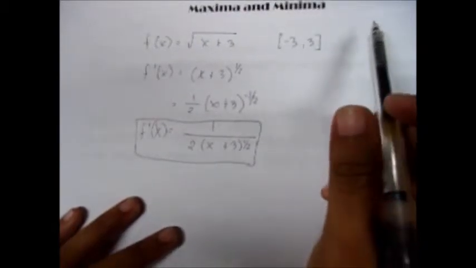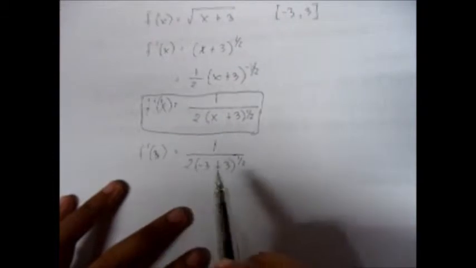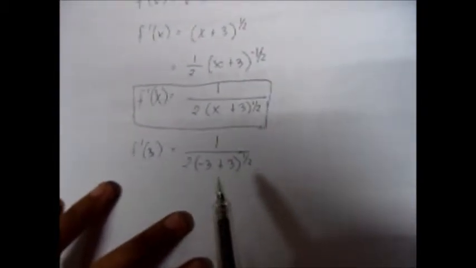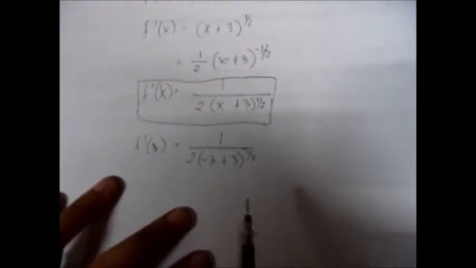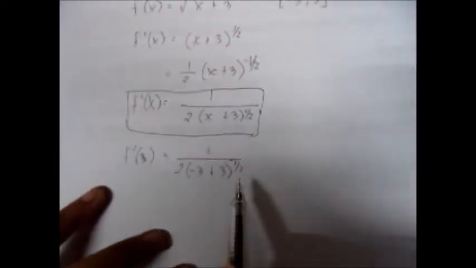If we substitute -3 into the function, -3 is one of the endpoints of the interval of this function. So our f prime of -3 is equal to 1 over 2 times (-3 plus 3) raised to negative 1/2. If we have this value, we will have an undefined value. This is called a critical value of the function. So -3 is the critical value. We cannot have the maximum or the minimum value if x is equal to -3.